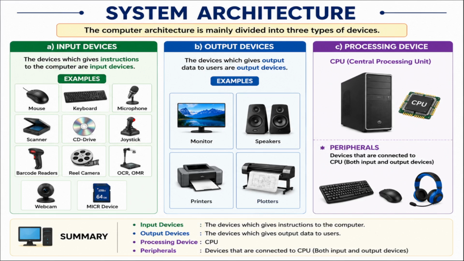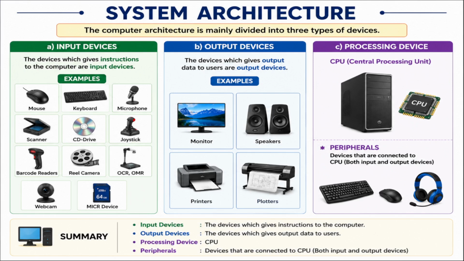System architecture. Input means what? Mouse, keyboard, microphone, scanner, CD drive, joystick, barcode reader, web camera, OCR, OMR, MICR device. These are the input devices. What are the output devices? Monitor, speaker, printer, plotter. Input device means whatever we give to process. Output means whatever you process from the input; like when you type on the keyboard, it shows on the monitor. Monitor is an output device, as are speaker, printer and plotter.